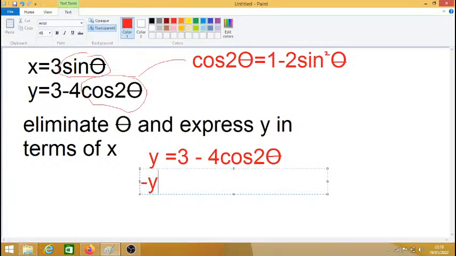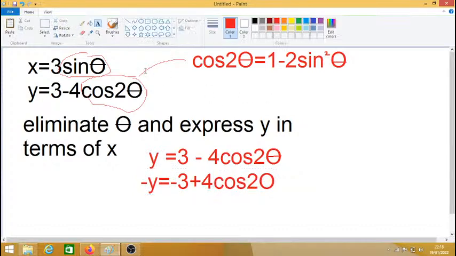So minus y is equal to minus 3 plus 4 cos 2 theta. Just making the cos 2 theta part positive. That way it'll be easier to rearrange. So now the minus 3 can come over, and that will be a plus 3.